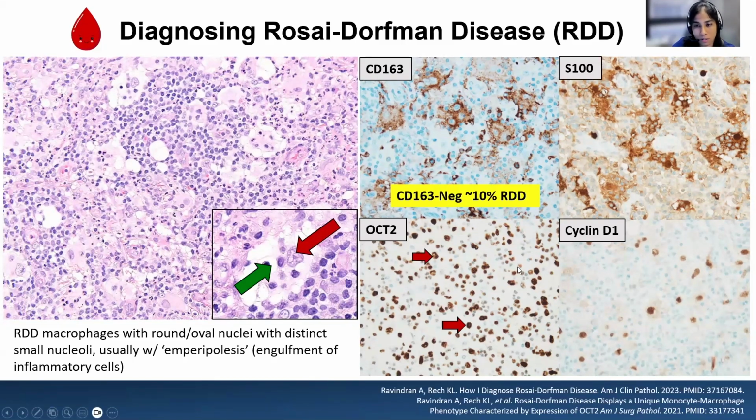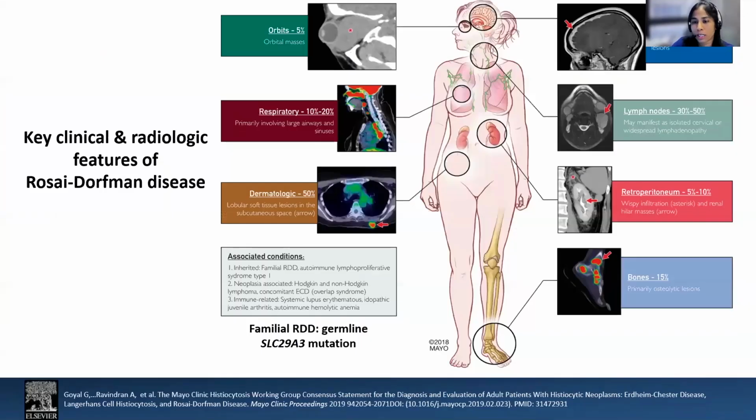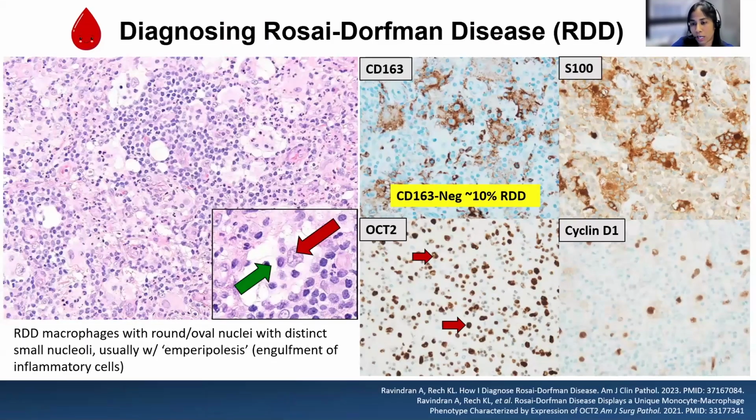But in terms of the phenotype, this is positive for CD163. CD163 can be negative in approximately 10% of Rosai-Dorfman disease. Hence, it's very important to do at least 2 or more histiocytic lineage markers like CD68, PU.1 in order to ensure the right lineage classification.